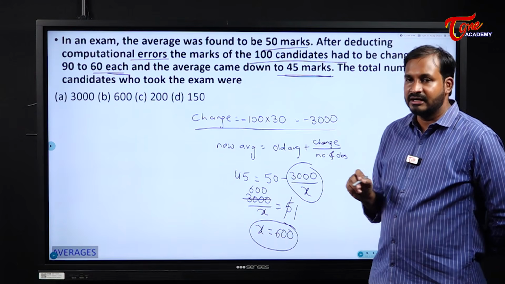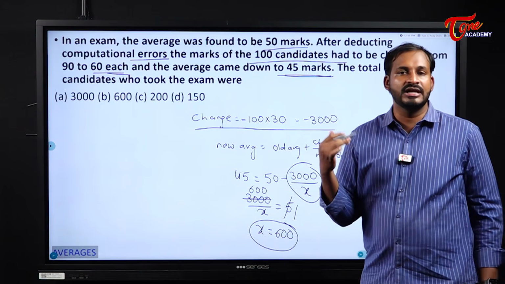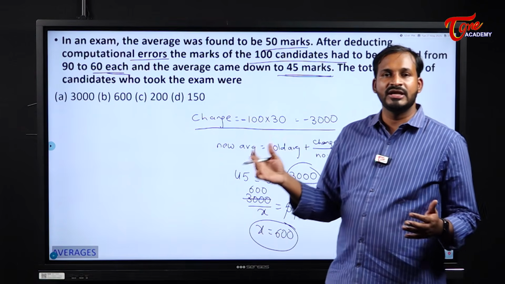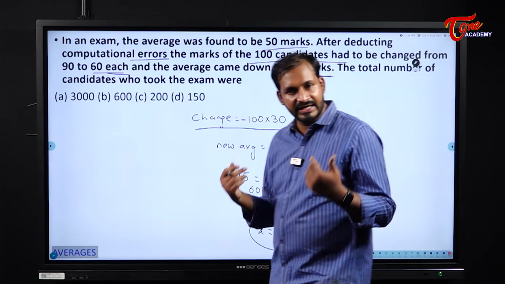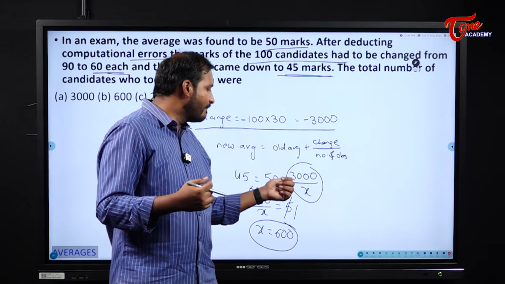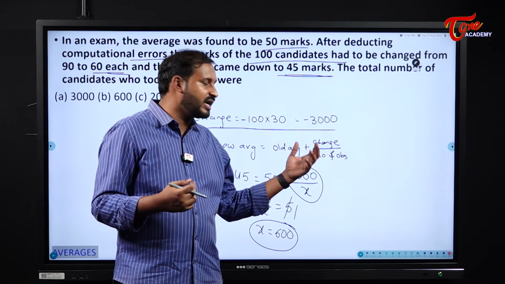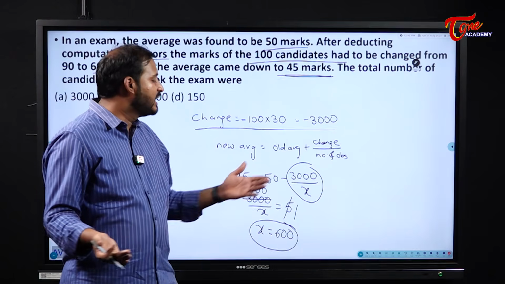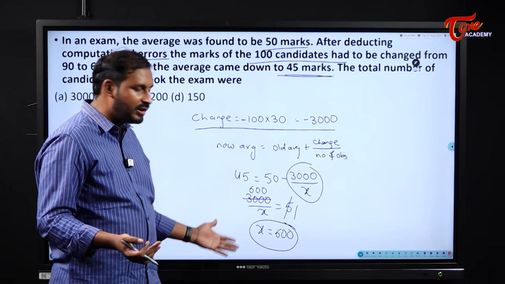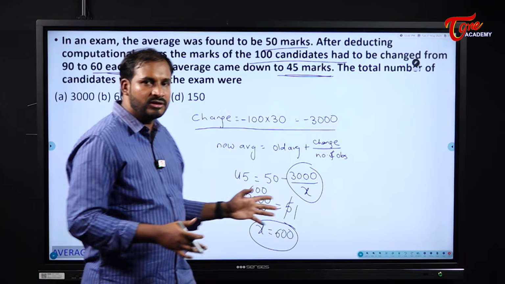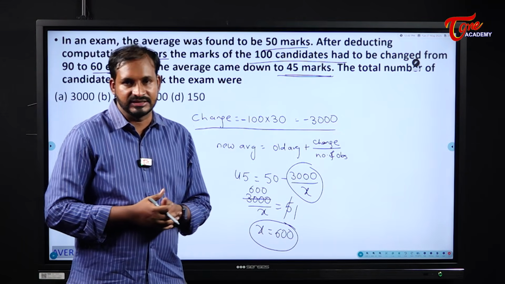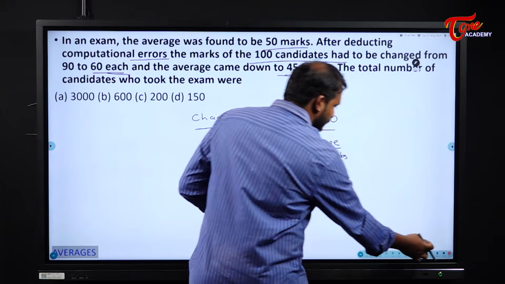The change I have calculated and we know how to find the new average. Generally how will we find the new average? Old average plus change by the number of observations. Here the change is decremental, so that is the reason I have taken minus 3000. And we don't know how many candidates there are, so let us assume it as x and we solved the problem. Okay, very simple. You should understand the concept and based on the requirement we will shuffle the things. That's it. Okay, next one.